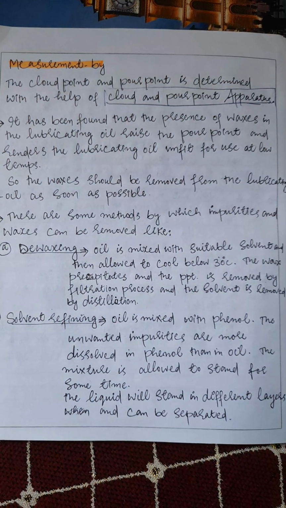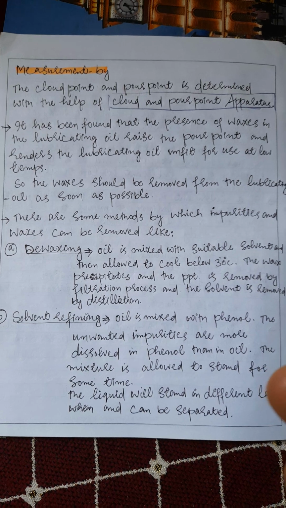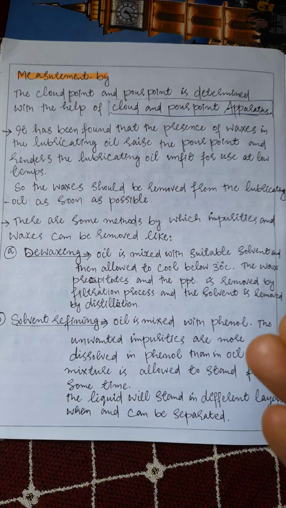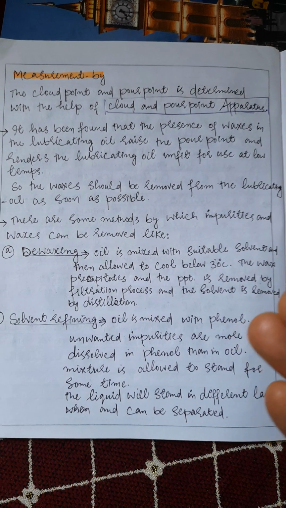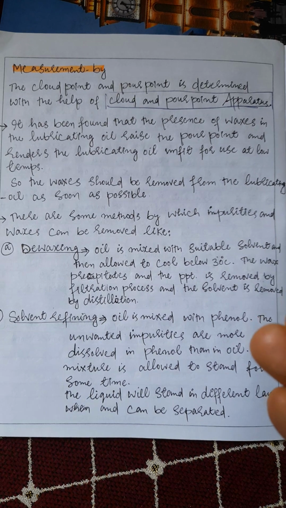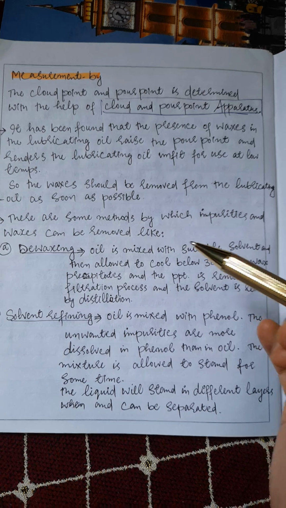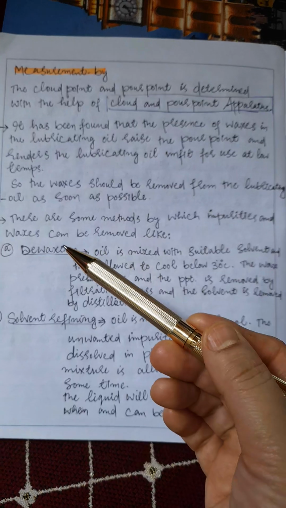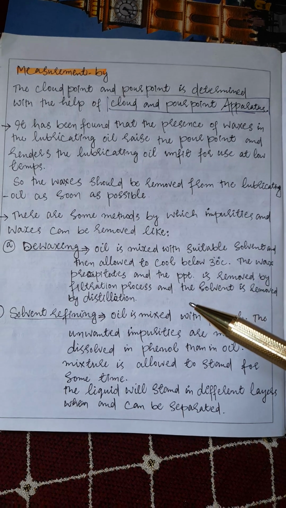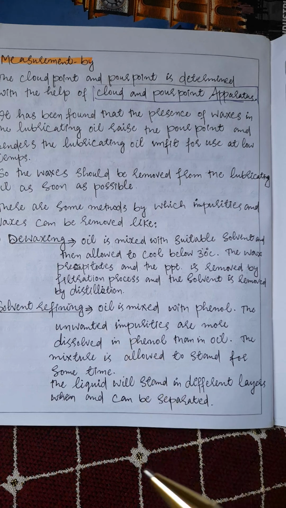So in that condition, we can remove those impurities or waxes by certain methods. Fine. There can be different impurities in the oil that affect its lubrication, cloud point and pour point. These impurities can be removed by different methods. For example, we have dewaxing. You can pause the video and check what dewaxing is. We have solvent refining.